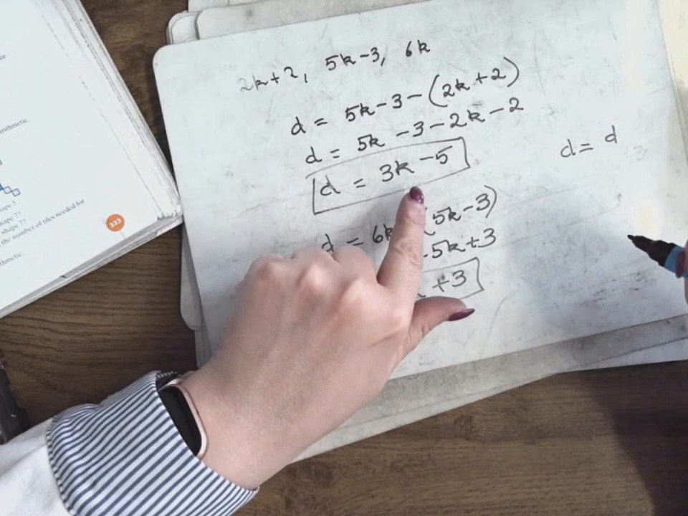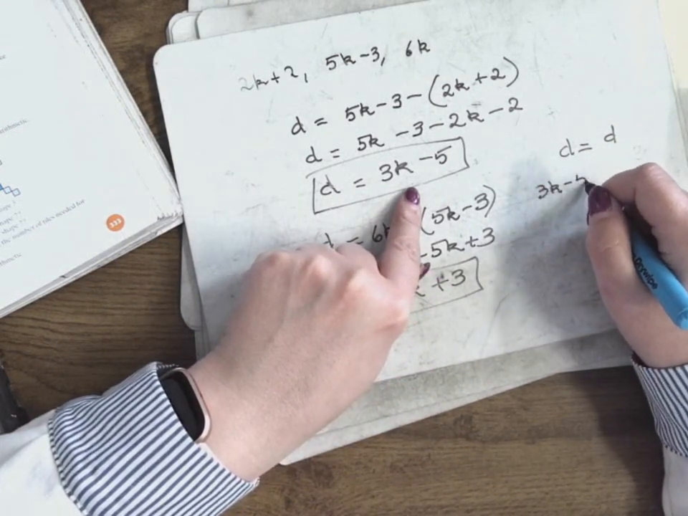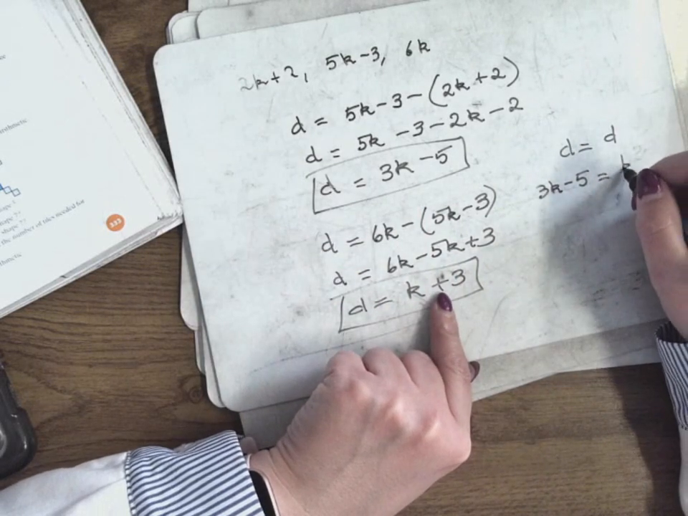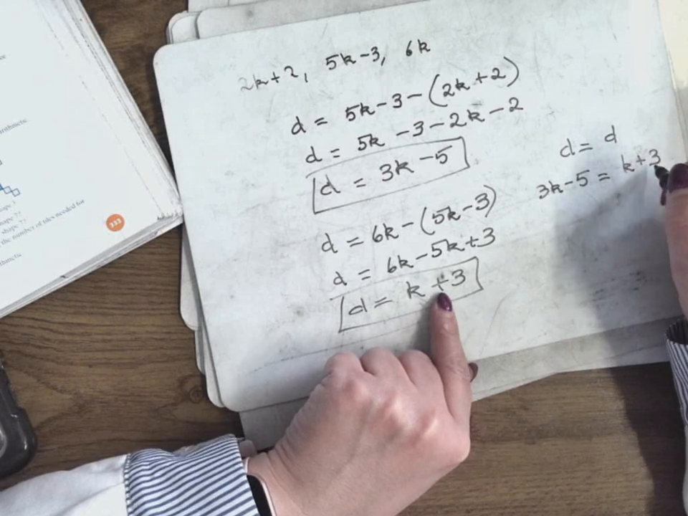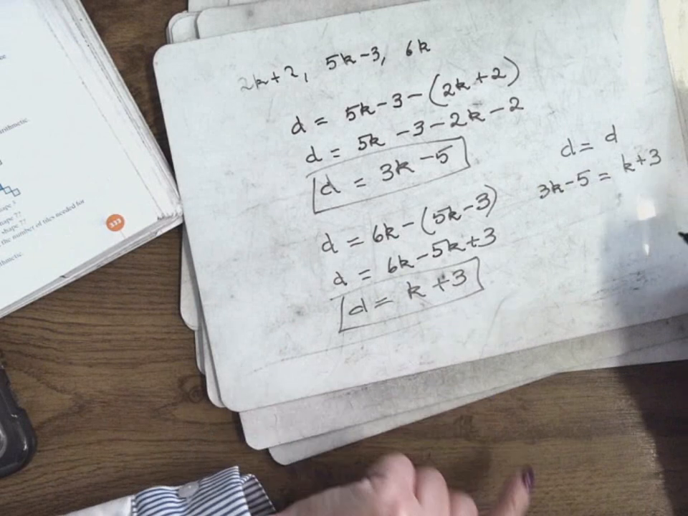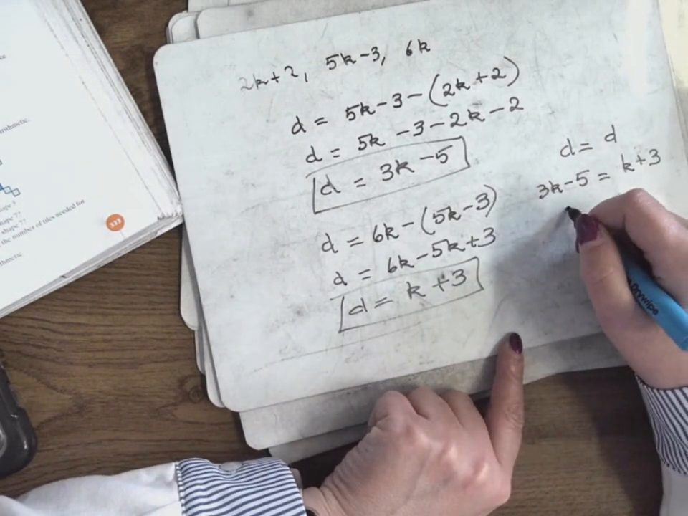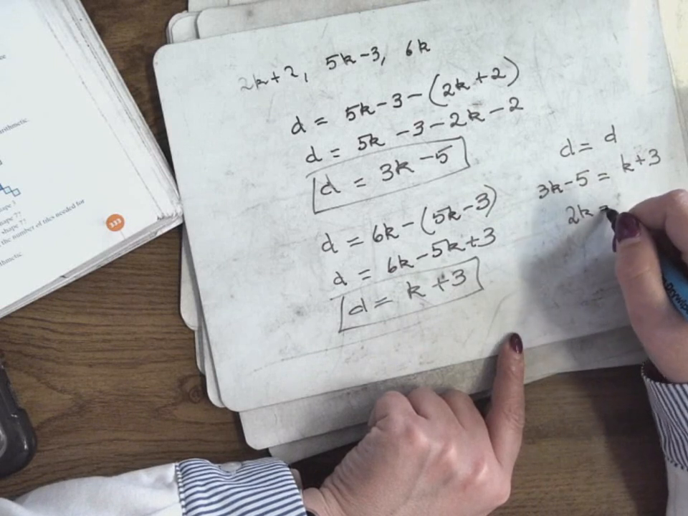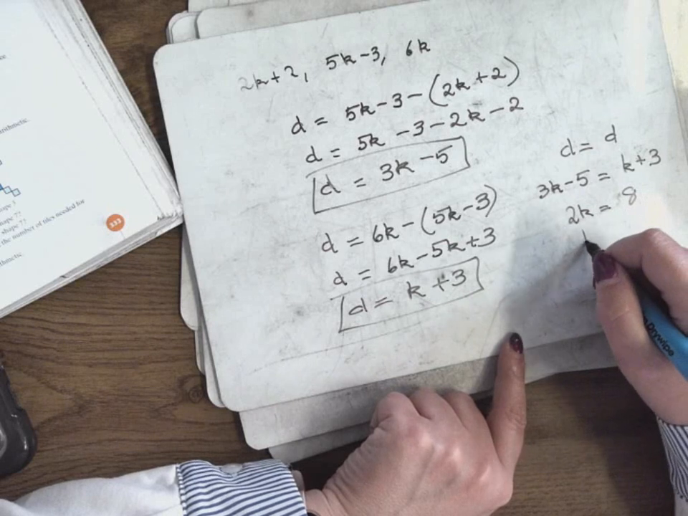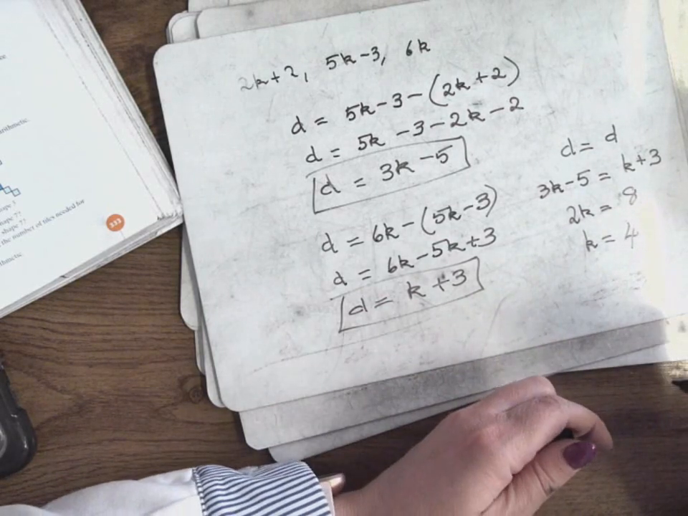Right, so D is 3k minus 5. But D, I also worked out to be k plus 3. See what I've done? Because both equations are equal to D, they must be equal to each other. Then it's k's on one side, numbers on the other. So 3k minus k when it comes across is 2k. 3 plus 5 when it comes over is 8. So divide by 2, so that means k is equal to 4. And that was the question, find k. Right?